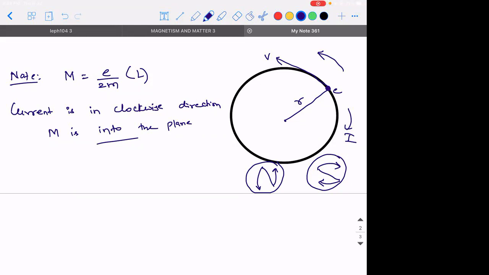Take your right hand and curl the fingers of your right hand in the direction of current and extend your thumb. What will be the direction? Yes. Did I give that point or not? Check your notes. I remember teaching.